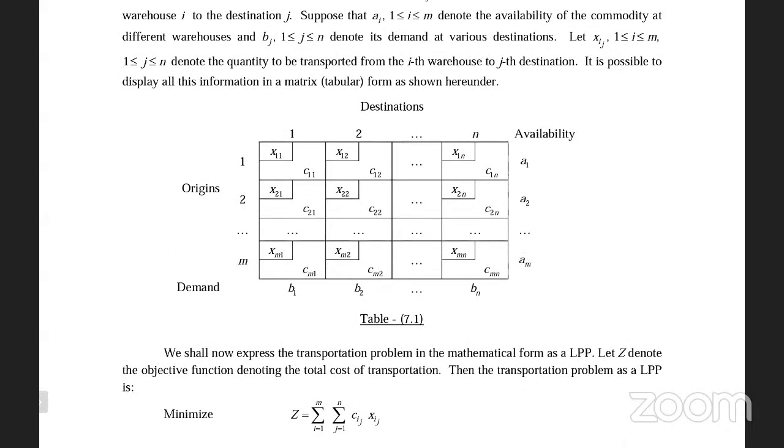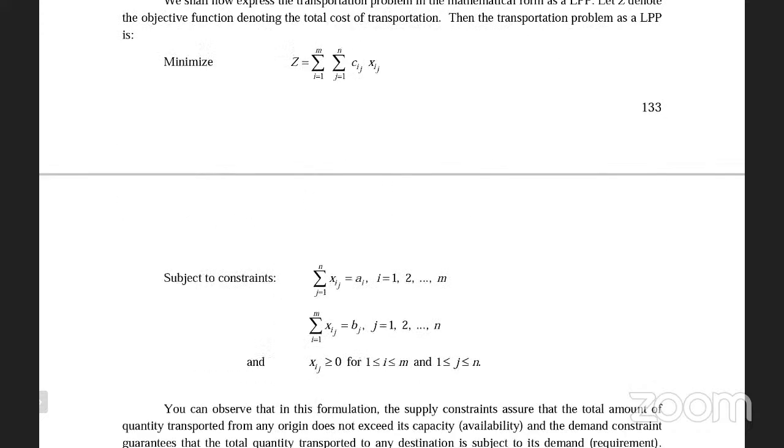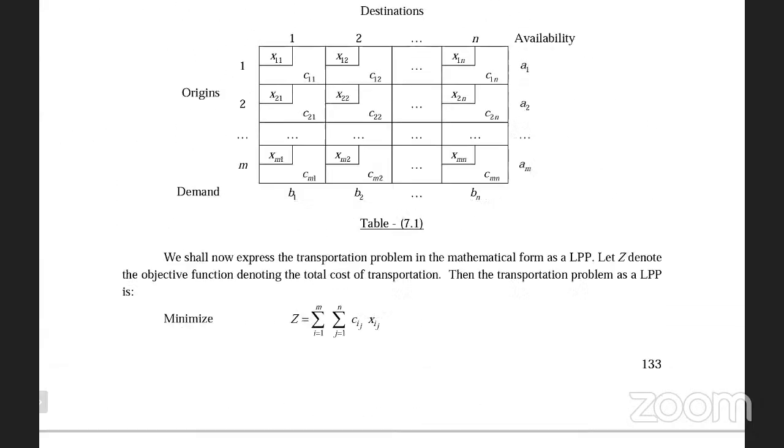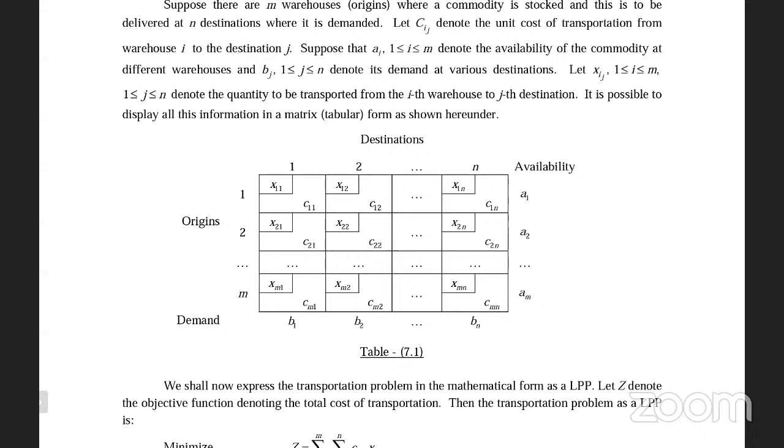After that, minimization z equals summation i equal to 1 to m, summation j equal to 1 to n, Cij xij. The constraints are summation xij equal to ai, summation xij equal to bj, i equal to 1 to m and j equal to 1 to n, and xij greater than or equal to 0. This problem is called a transportation problem.